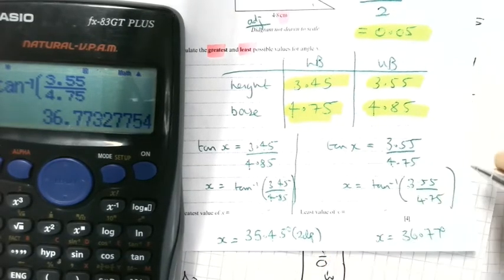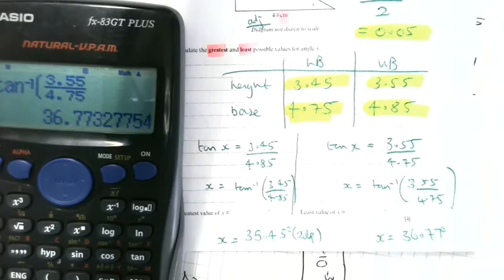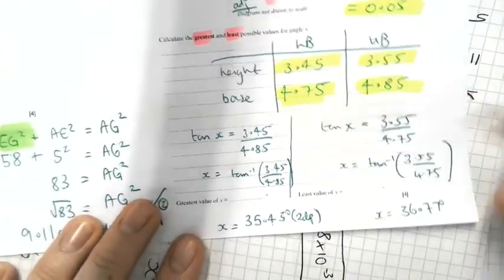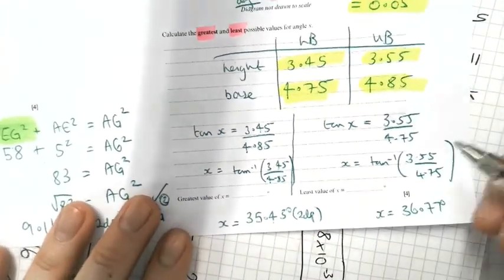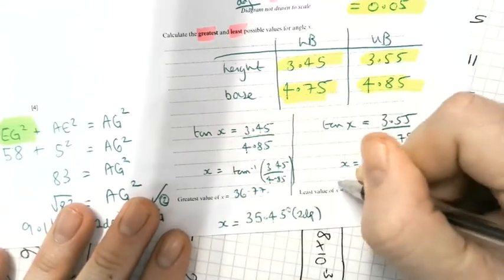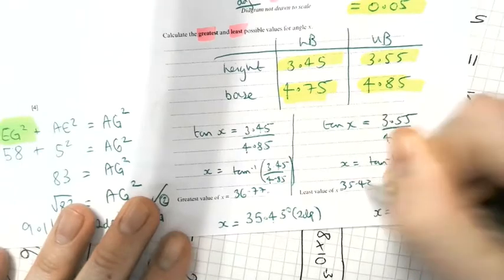That was a particularly hard question. Did anyone beat me to that? Did you? Seriously well done. That's a really hard question. That's like one of the hardest questions we've done in anything. That's awesome. That's really good. So 36.77, 35.43. Okay, then over the page.